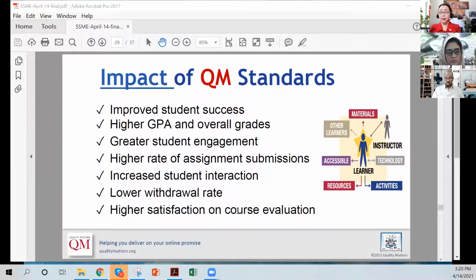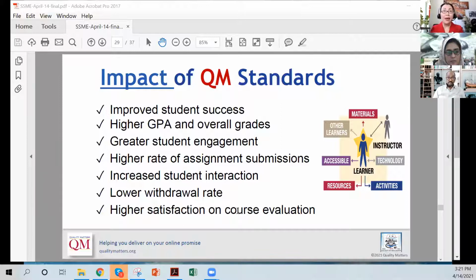So you may ask, why are we doing all of this? What is the real impact for students, right? Because it takes commitment, it takes resources, it takes funding, and commitment and your time mostly. So there's lots and lots of research that has been done on the impact of QM standards, how the QM standards help improve the quality of online courses, which in turn helps students. So here are some of the impacts, positive feedback.